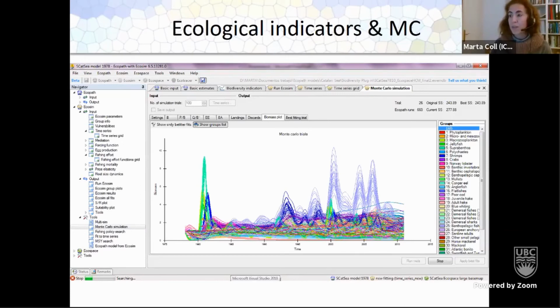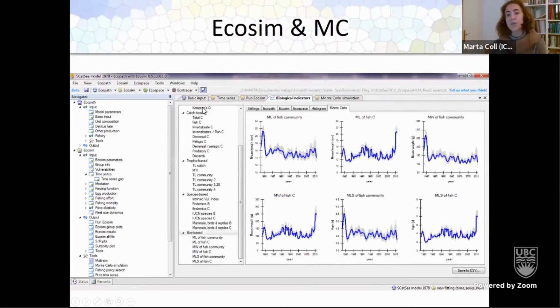So for example, here you could run 100 or 1,000 simulations, and then what this does is compute the indicators taking into account all those runs from the Monte Carlo. Okay, so Monte Carlo will look for balanced solutions, alternative balanced solutions of your Ecopath model, will save them, and then when it has found a balanced solution, will run Ecosim. Okay, this plugin is also calculating all those indicators, and you can also save them.